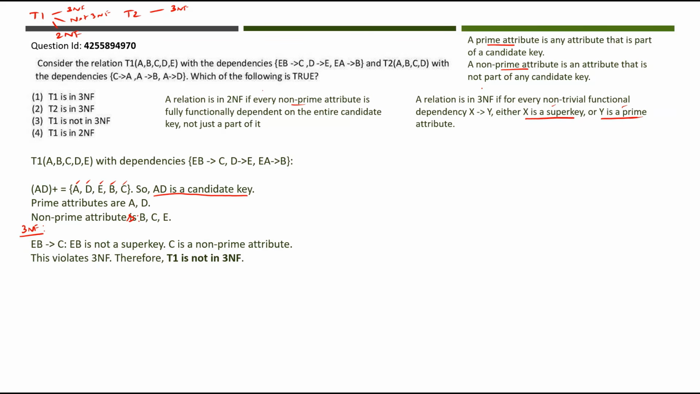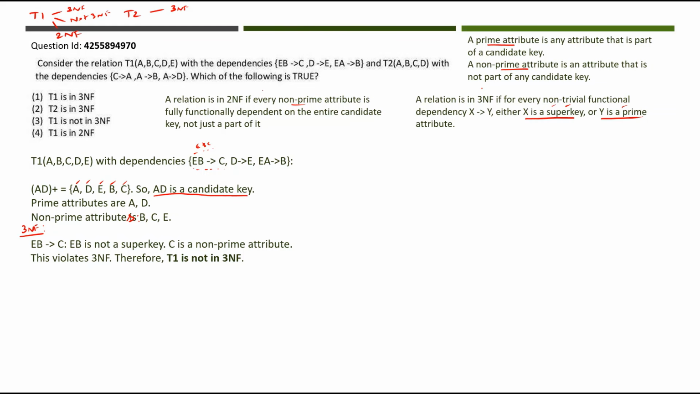Let's just start with 3NF. Let's take the first dependency. EB derives C. EB is not a super key. Just with E and B, will you be able to derive all the attributes? From E and B, you can take only C. So only 3 attributes can be taken. A and D cannot be taken. So EB is not a super key. So LHS has already failed.